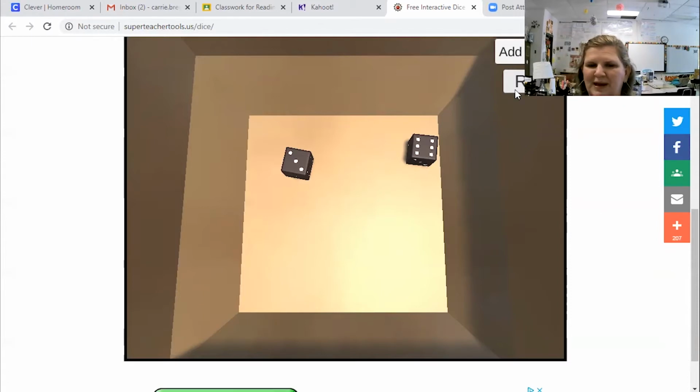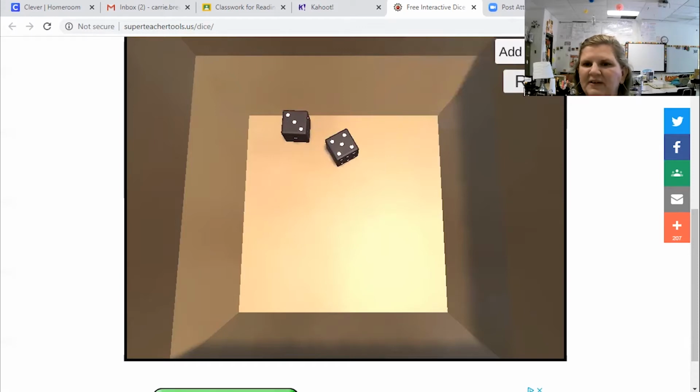Let's try another one. Should we roll again? All right. All right. This time we have what? 3 plus 5. So my equation for these dice would be 3 plus 5 equals, great job. 3 plus 5 is 8. Excellent job. Excellent job.